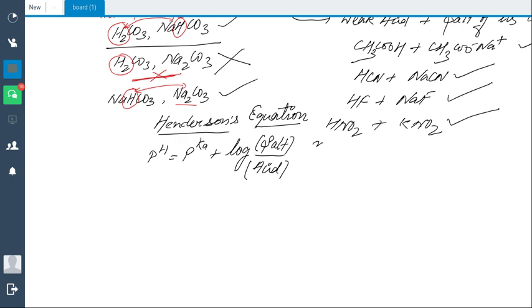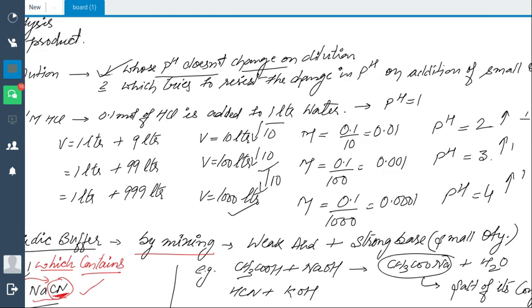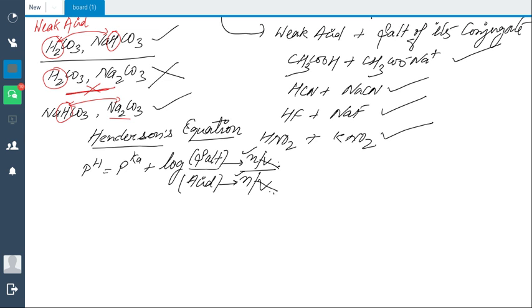Now, what is salt concentration? It is the number of moles by volume. Here also it is number of moles by volume, and here also number of moles by volume. The number of moles will differ, but the volume of the solution remains the same, so this gets cancelled out. Whether the volume is 10 liter or 100 liter or 1000 liter, it will get cancelled in the numerator and denominator. So pH will have no effect from a change in the volume.